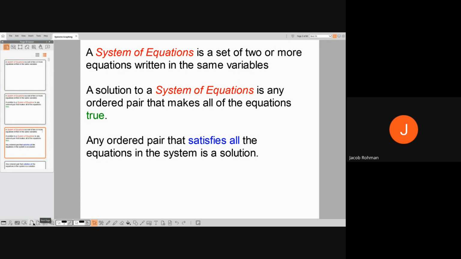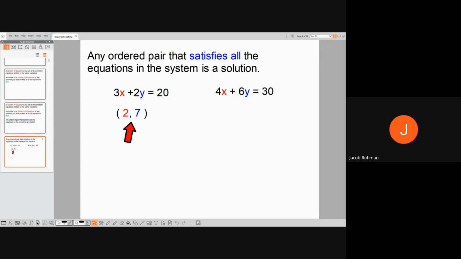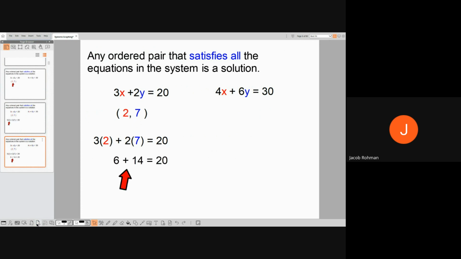That is a solution. So with that in mind, we're testing the ordered pair here, 2, 7, to see if it's going to be a solution to this system of equations. So we substitute the 2 in for x and the 7 in for y, and then we multiply it to get 6 plus 14 equals 20, and we continue to evaluate, and we get 20 equals 20, which is in fact a true statement. So we've passed the first equation.